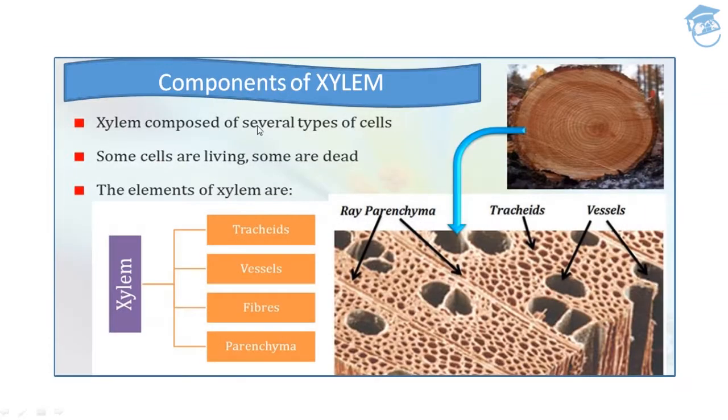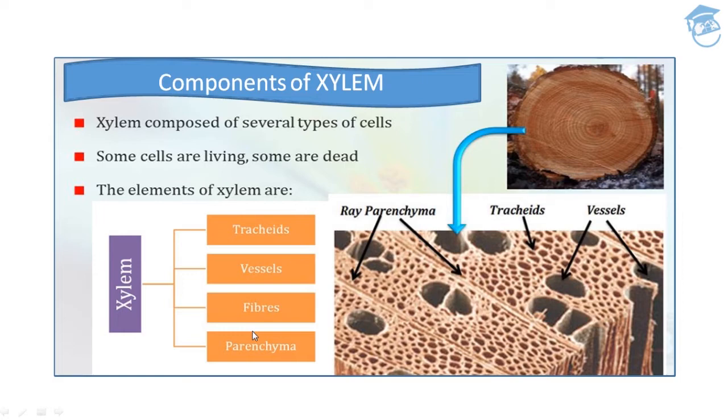Now we'll talk about the components of xylem. Xylem is composed of several types of cells. Some cells are living and some are dead. The elements of xylem are of 4 types: tracheids, vessels, fibres and parenchyma.